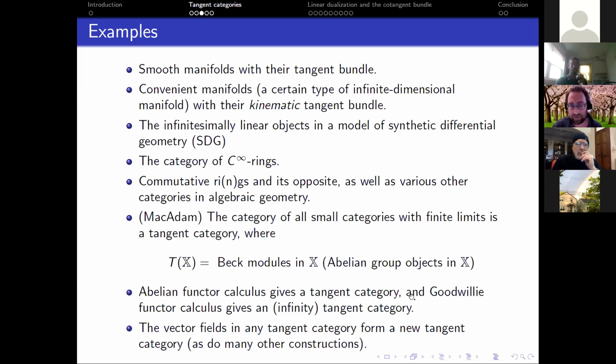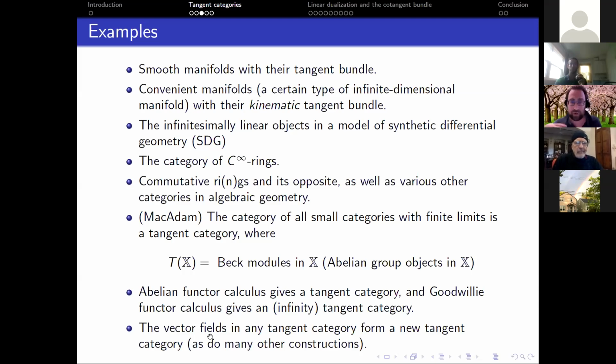Sort of related to this is the Goodwillie functor calculus. This is a one category version in some sense. Abelian functor calculus gives a tangent category, and Goodwillie functor calculus gives an infinity tangent category. And if you're interested in this, as I said, Christine Bauer will be talking about this more later this afternoon.